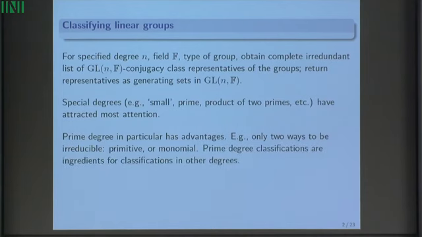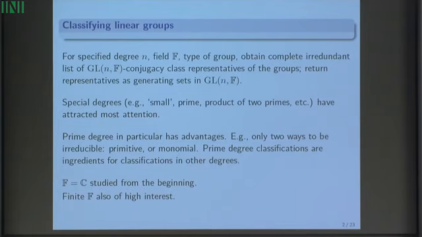Another reason for the popularity of prime degree is that prime degree classifications can be ingredients for classifications in composite degrees. Okay, so as far as the field goes, well, classifying finite linear groups over the complex numbers has been studied from the very beginning. Results in degree 2 were obtained by Klein. But finite fields are also of interest. There are many applications of classifications of irreducible linear groups over finite fields in computational group theory.